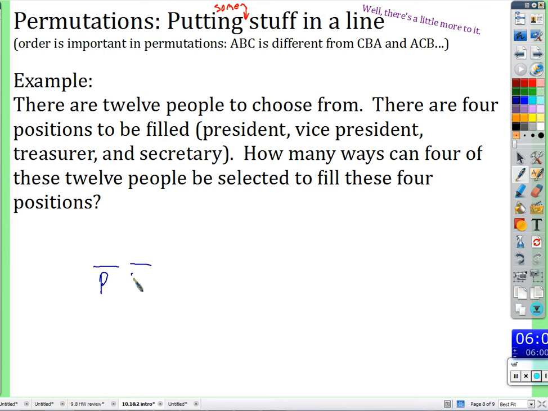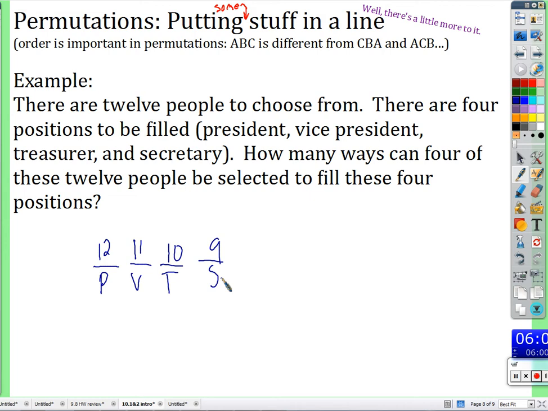President, vice president, treasurer, secretary. So how many choices do we have for president? 12, and then for vice president? 11, and then? 10. And then? 9. And we multiply them all together.